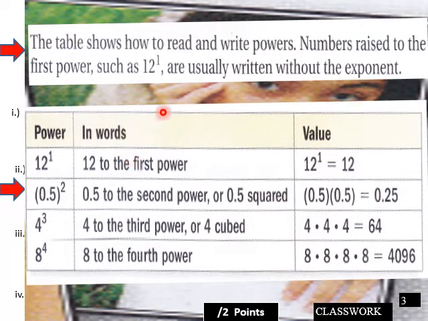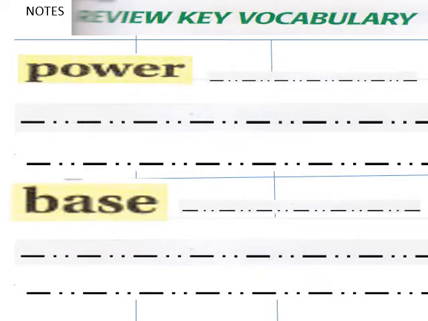The table shows how to read and write powers. 12 to the first power equals 12, and so on, down to 8 to the fourth power. 8 times 8 times 8 times 8 is 4096. So this is the general manner of how powers are written and read: 4 to the third power, 8 to the fourth power, 0.5 to the second power, or 0.5 squared.